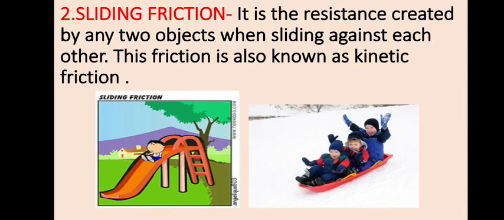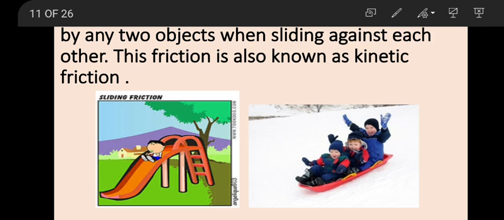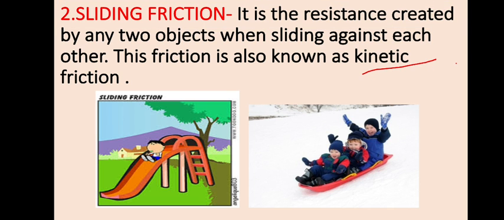The second one is sliding friction. Slide means the object is moving. The object is in motion. It is the resistance created by any two objects when sliding against each other. This friction is called sliding friction, or it's also called kinetic friction. Sliding friction or kinetic friction.